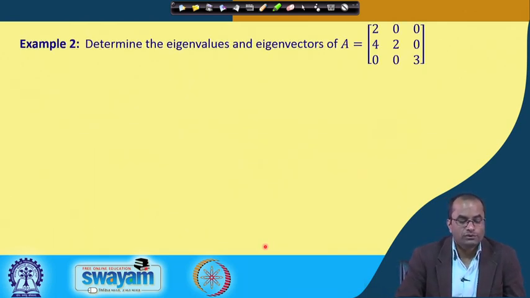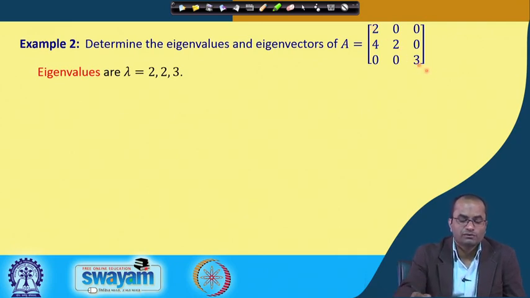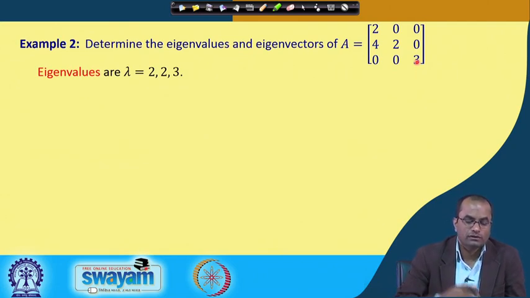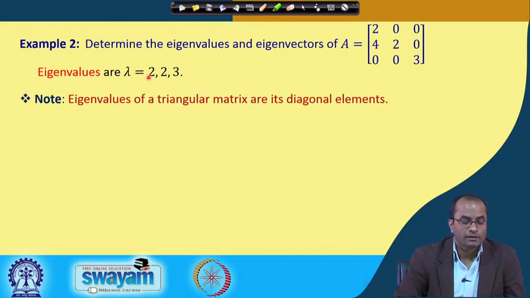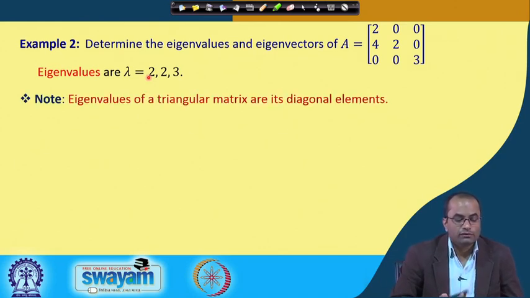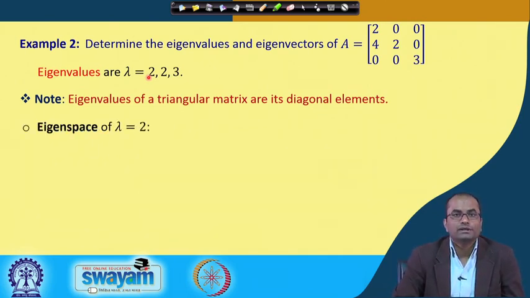Okay, so this is example 2, where we determine the eigenvalues and eigenvectors of this A. The matrix is given here: 2 4 0, 0 2 0, 0 0 3. In this case one can compute the eigenvalues easily. They will be the diagonal entries, because it is a lower triangular matrix, and for triangular matrices we have all the eigenvalues sitting on the diagonal. So we have 2, 2, 3. These are the eigenvalues, and the eigenvalues of a triangular matrix are always its diagonal elements.